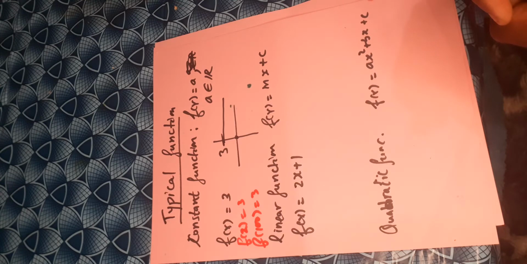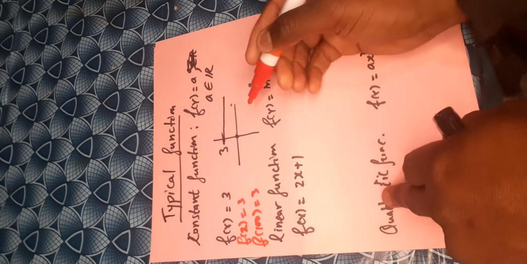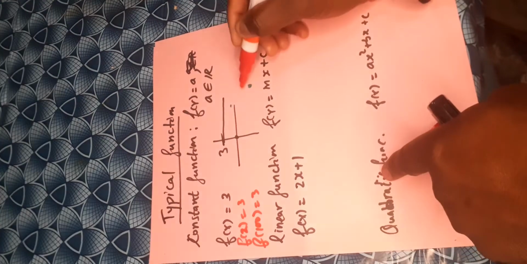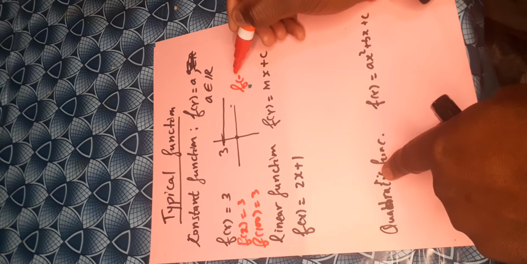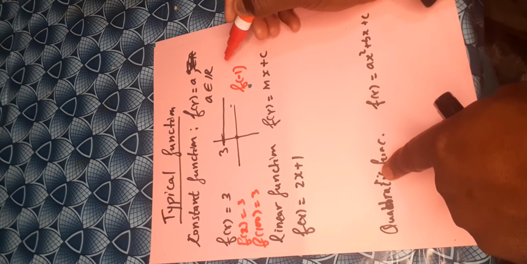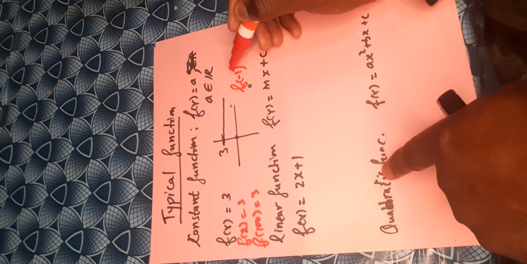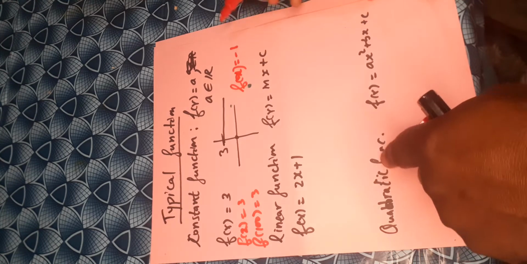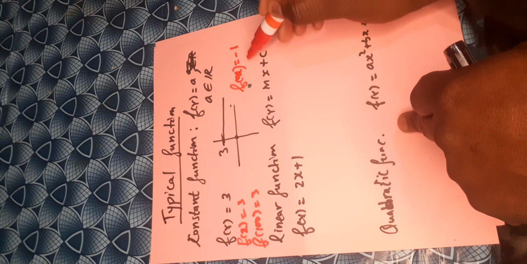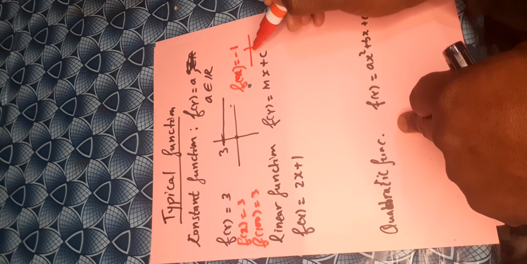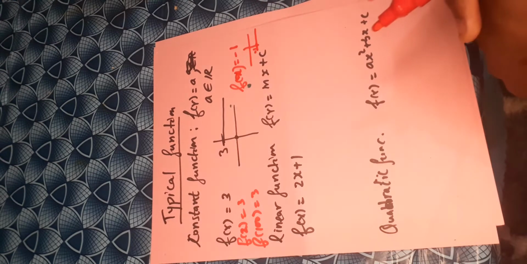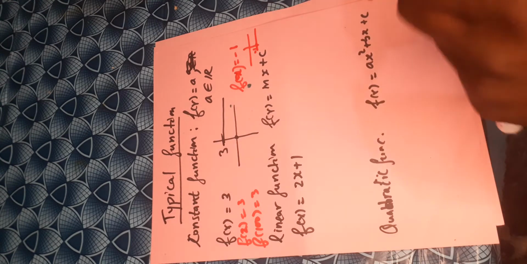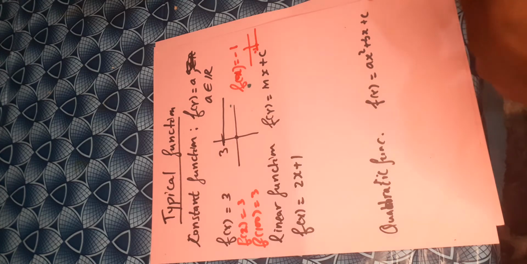For example, if they ask you f of x equal to -1 and they ask you to graph it, what will it be? It's going to be like this. This is -1 here, so it's going to be like this, the horizontal line and so on.